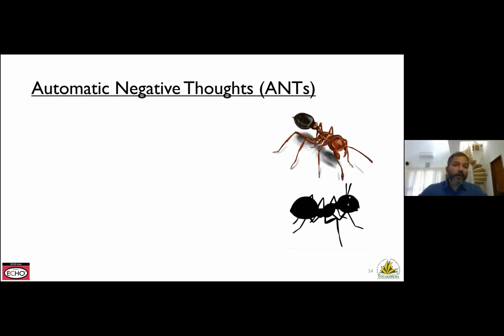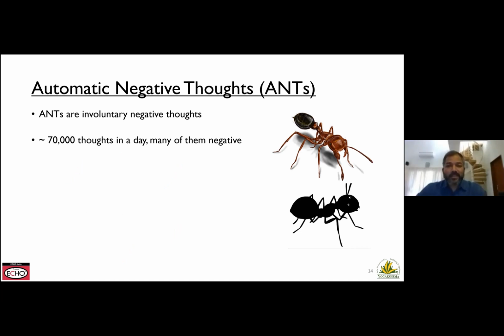And finally, in the last session, we talked about what are called automatic negative thoughts, a crucially important topic. These are involuntary thoughts. All automatic negative thoughts are involuntary, and we get close to 70,000 thoughts in a day. Many of those thoughts are negative thoughts.